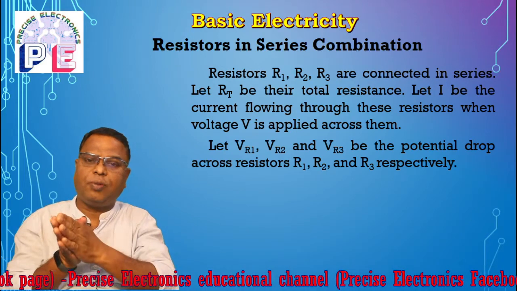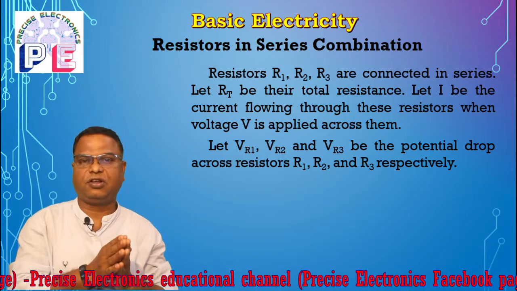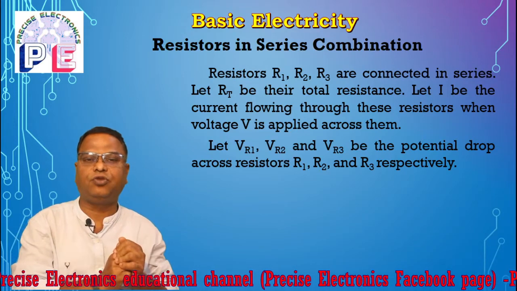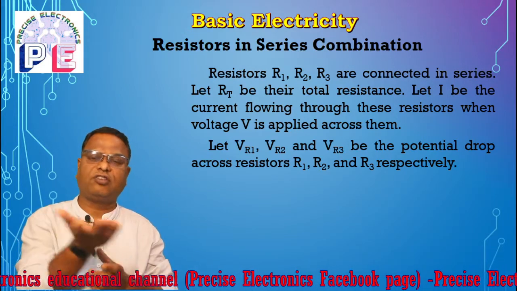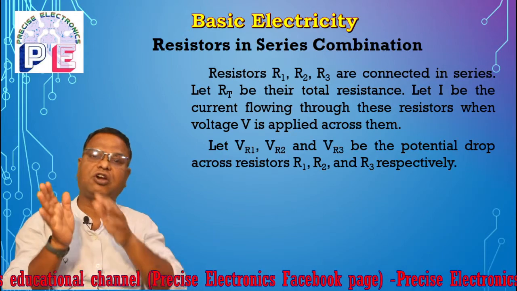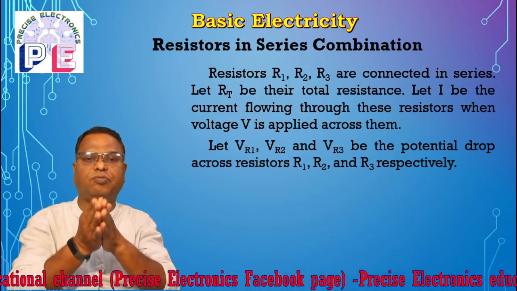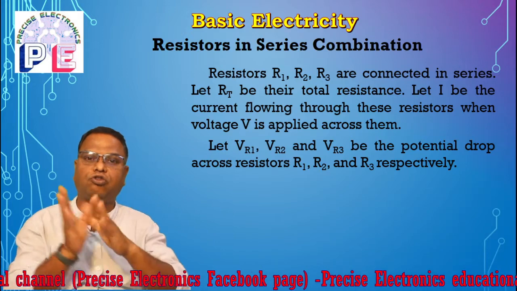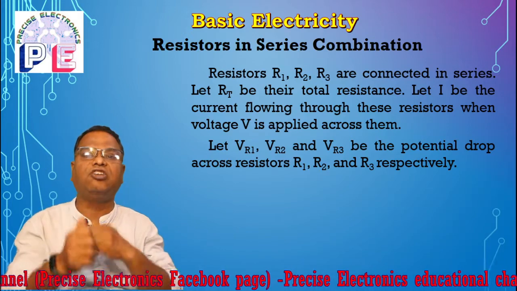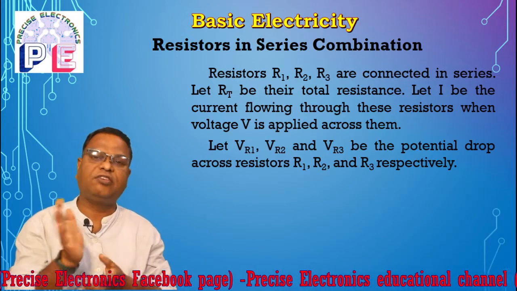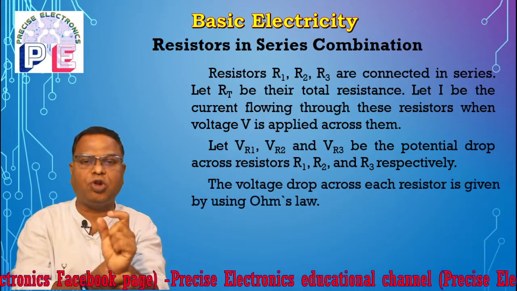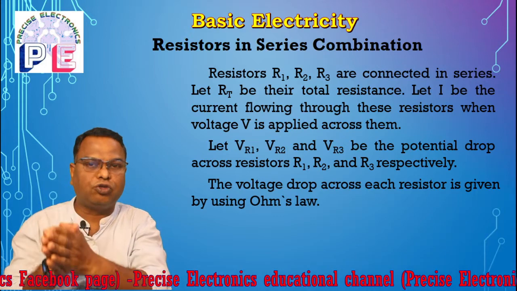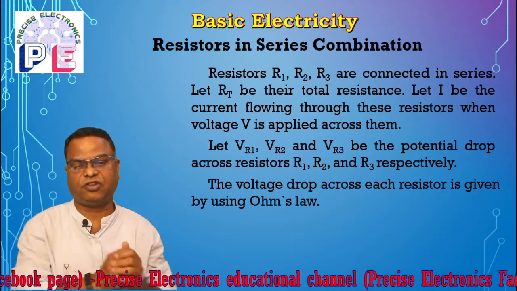The voltage drop across each resistor is given by using Ohm's law. Simple. What is Ohm's law? So long as the physical state of the conductor remains constant, the current flowing through the conductor is proportional to the applied potential. So V is proportional to I, or I is proportional to V, or V is equal to IR. This formula V is equal to IR is used to find out the potential drop across each resistor.